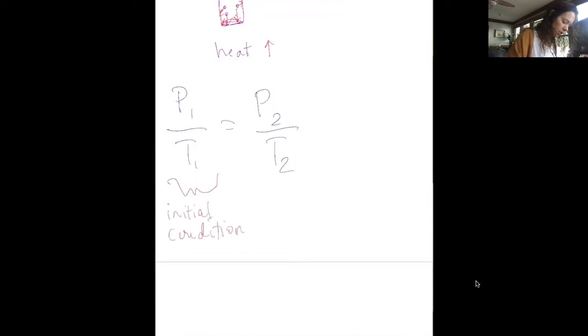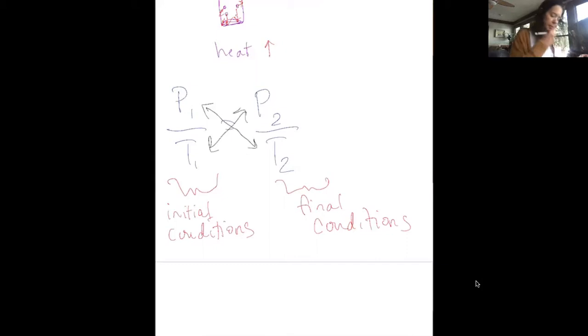And the 2's here are your final conditions. And in order to solve this problem, if you are algebraically challenged, it is as simple as cross multiplying and setting them equal to each other. So essentially you multiply and divide, right? If you have questions about that, let me know.